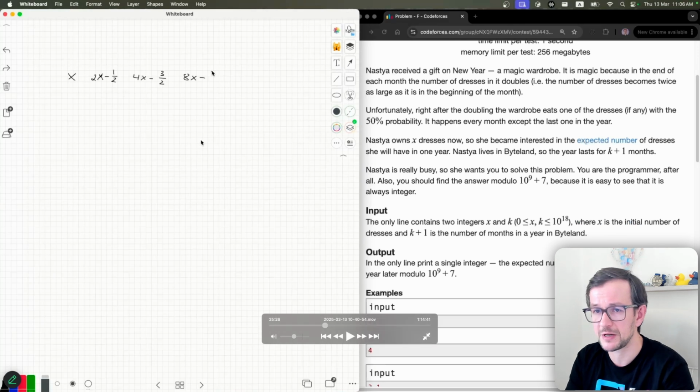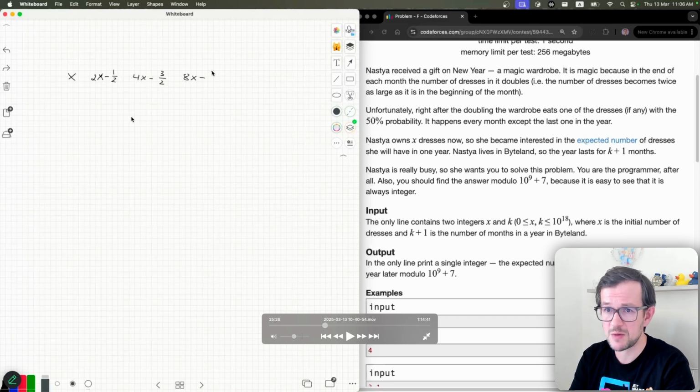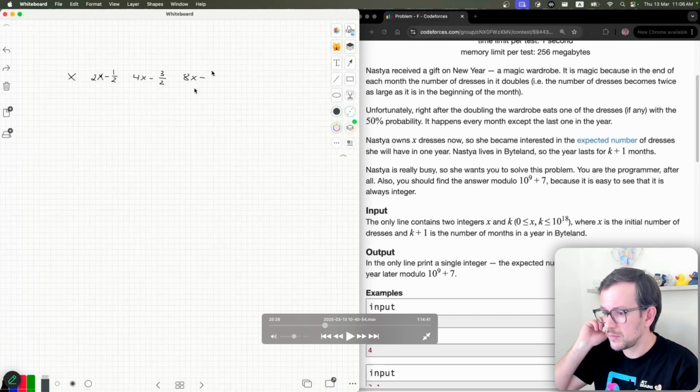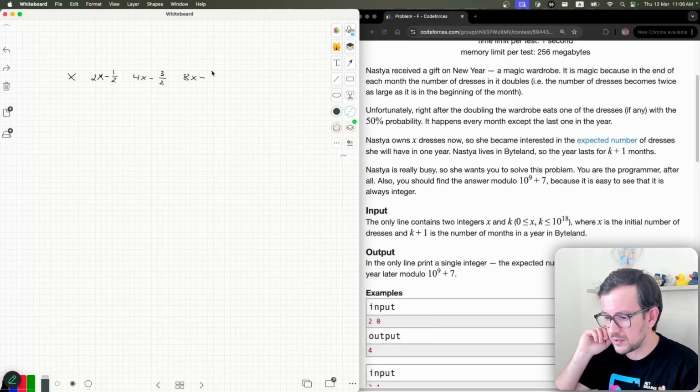So basically, what's happening every time? We have a number. Every day, we double it and then subtract 1/2. We subtract one dress with probability 50%, which is effectively the same as just subtracting 1/2. So we just subtract half of a dress every day. What I'm doing here, again, I'm doing it very often, is I just write the sequence and then guess the formula.